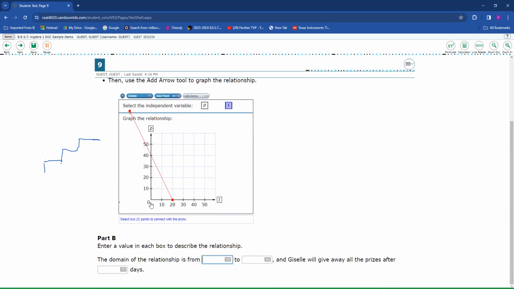Okay, the domain is the x values or the t values from 0 to 20.